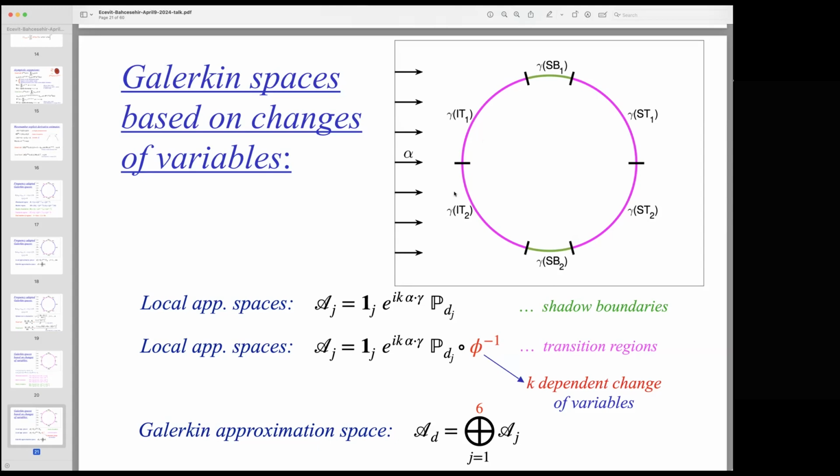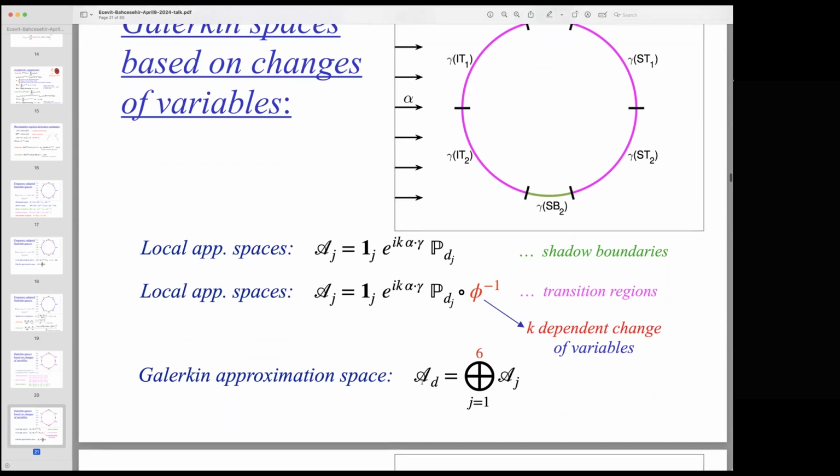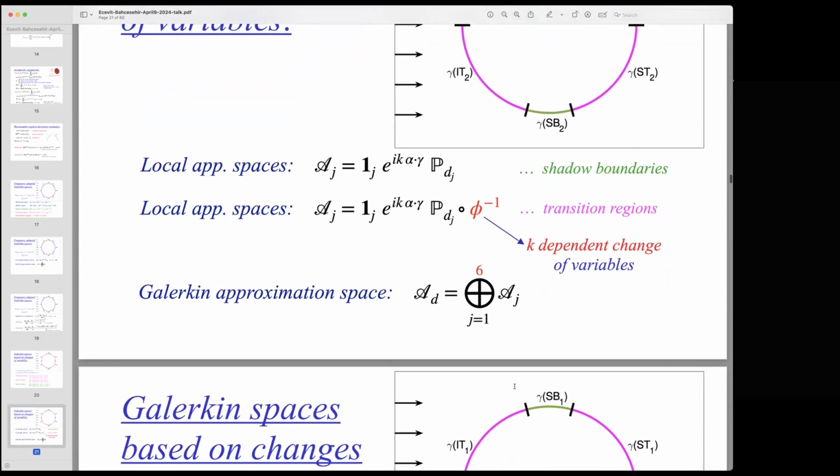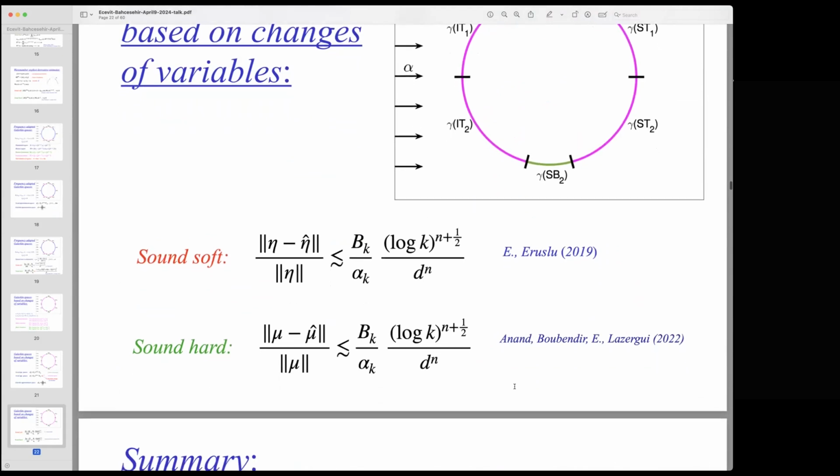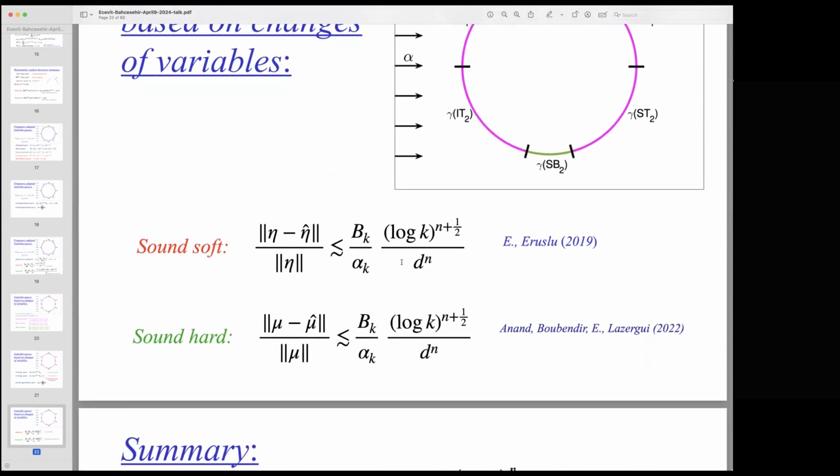So all pink parts are going to be termed transition regions. There we utilize phi inverse, where phi is a k-dependent change of variables. In a moment, I'll show you explicitly what they are. And then you define your Galerkin approximation spaces in this form as this direct sum. And this is the error stability you obtain. So as you see, this is very nice. Aside from beta k over alpha k, you have logarithm k to the power n plus 1 over 2. The n depends on the number of derivatives you are using.